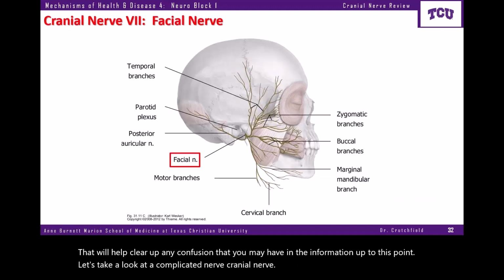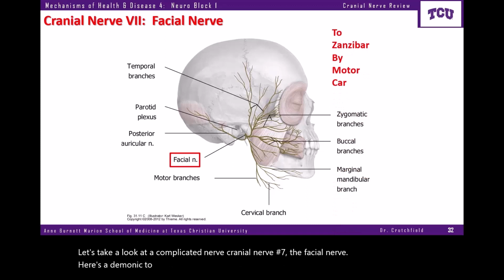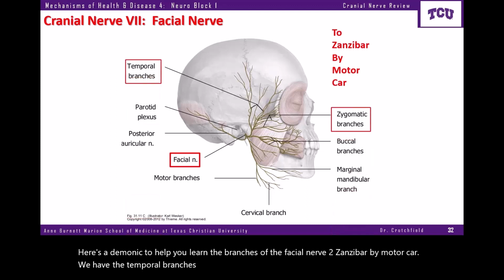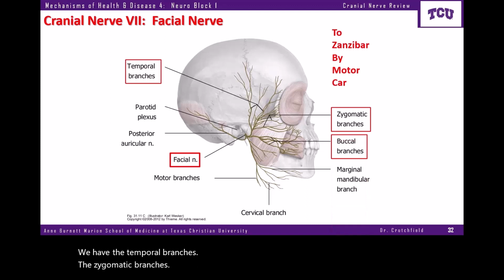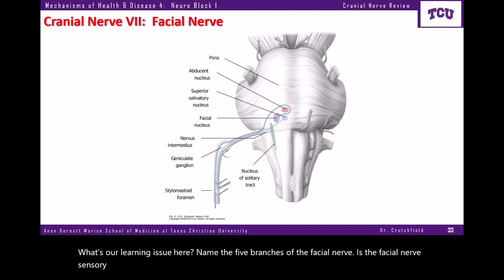Now let's take a look at a complicated nerve, cranial nerve number 7, the facial nerve. Here's a mnemonic to help you learn the branches of the facial nerve. Two Zanzibar bimotor car. We have the temporal branches, the zygomatic branches, the buccal or cheek branches, the mandibular branch, and of course the cervical branch. What's our learning issue here? Name the 5 branches of the facial nerve, and is the facial nerve sensory, motor, or both?